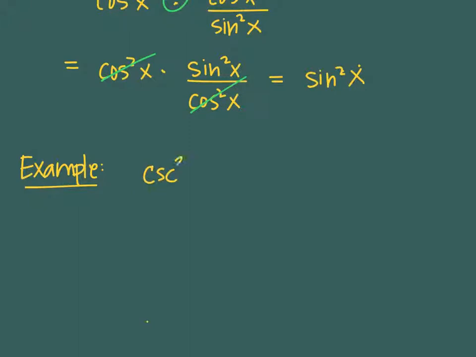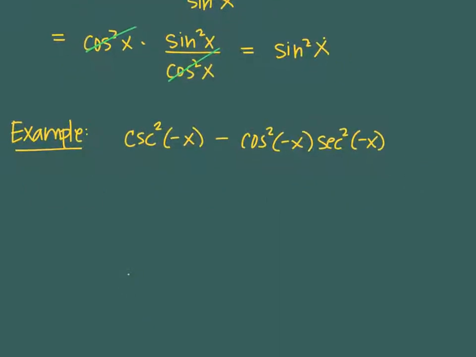All right, cosecant squared negative x minus cos squared negative x secant squared negative x. Okay, so these are using what kind of identities from yesterday? Since it's got all the negatives in it. What were those called? Reflections.